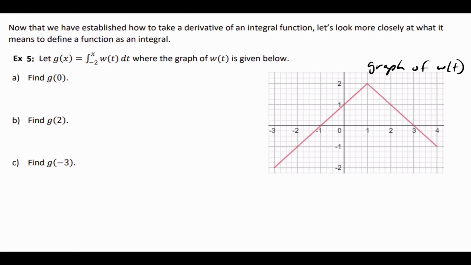G is what? The opposite, yeah. The integral, the antiderivative, right? What does that mean? When I say integrate or find the antiderivative, what is that process asking you to do? It's asking you to find the area under the curve. That's essentially what it's asking you. G of 0 says find area under the curve.